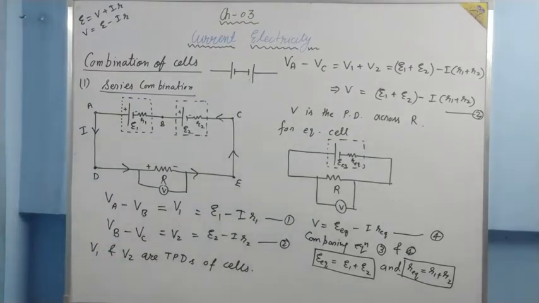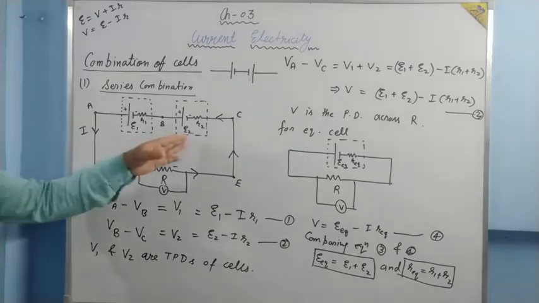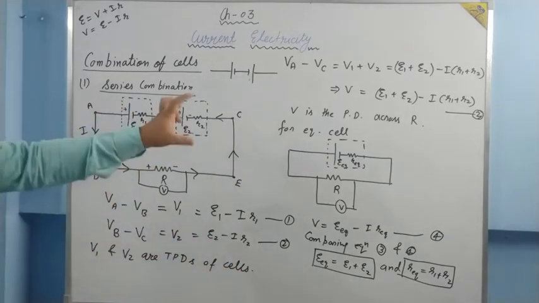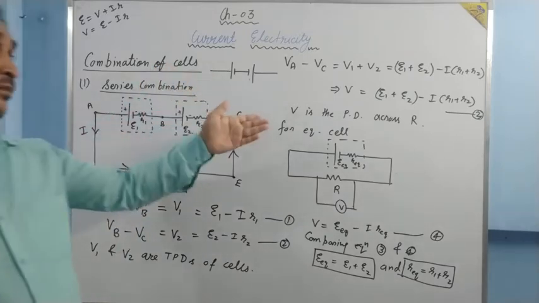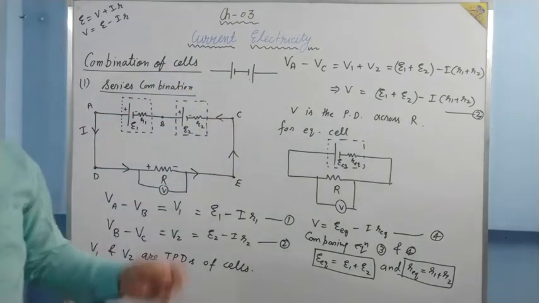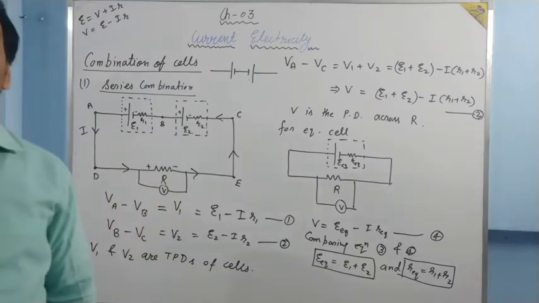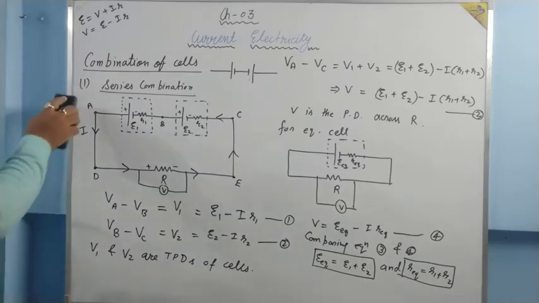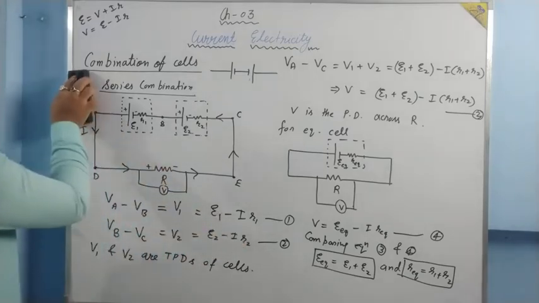The bigger EMF will be the dominating one, and the resultant EMF will be the bigger EMF minus the smaller EMF. If they are in the same order, then simply the EMFs are added. If they are in opposite order, then they are subtracted, and the bigger one dominates. So basically, bigger EMF minus smaller EMF will be the equivalent EMF. Now, let me apply some more concepts here. Let us generalize this formula.